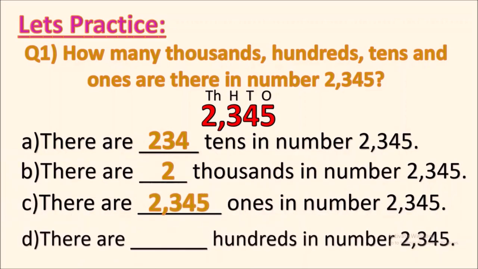So let's go for the next bit. There are dash hundreds in number 2345. So we just have to take these two digits, that's the thousands and the hundred. We have to stop at the hundreds place. As I told you, we will be taking the digits till hundreds place only. So our answer will be 23 hundreds are there in number 2345.